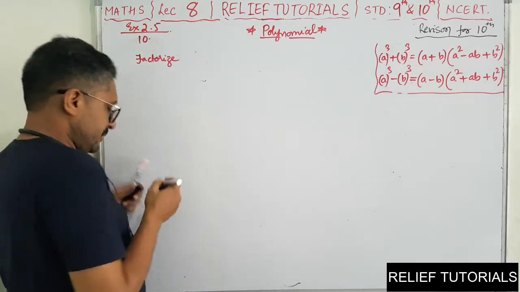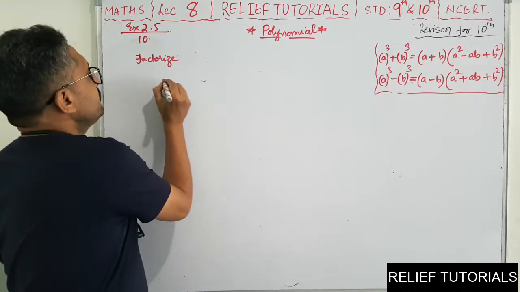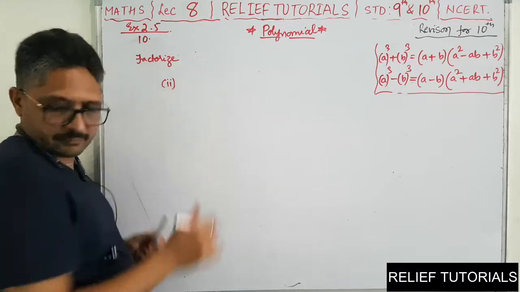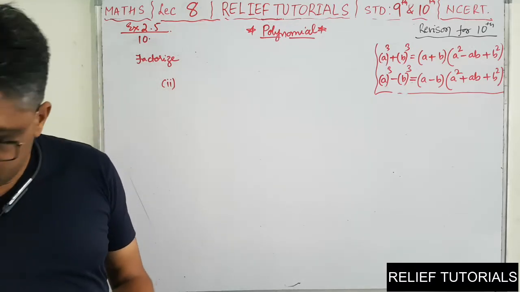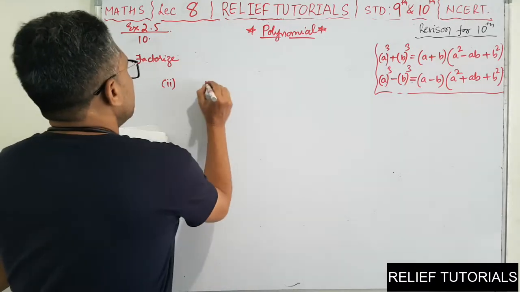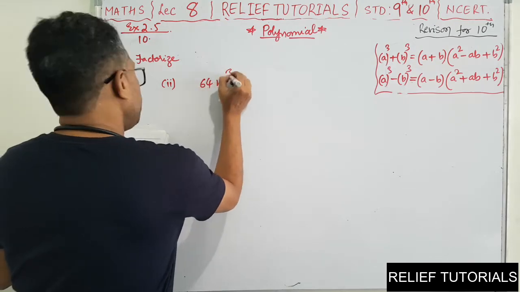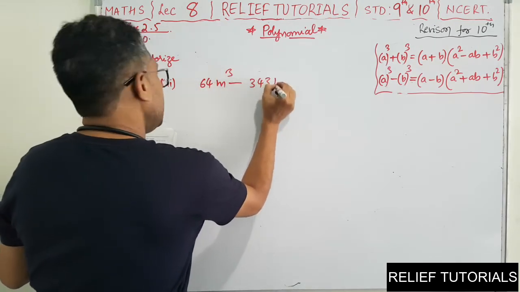Now, question number 2. 64m cube minus 343n cube.